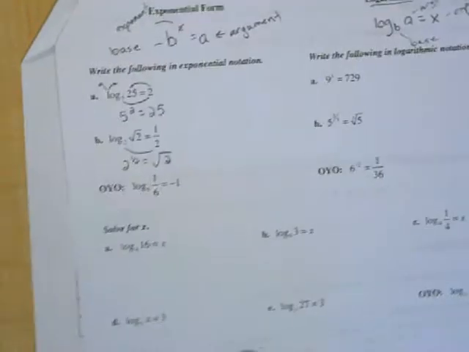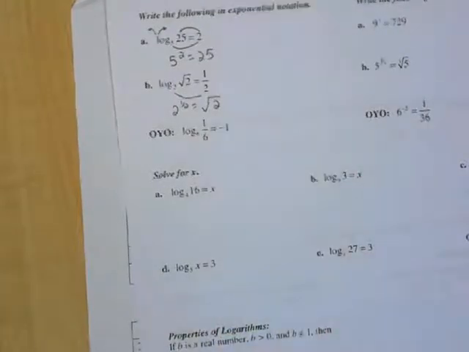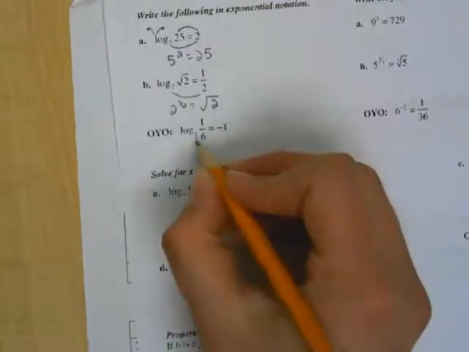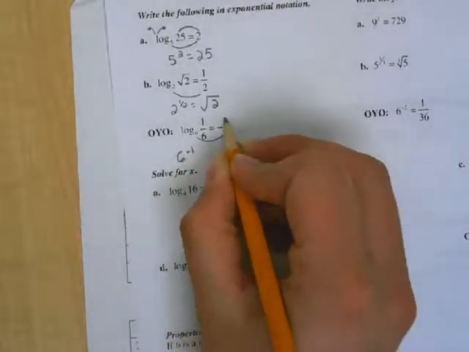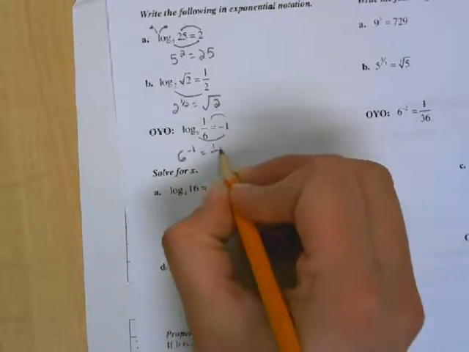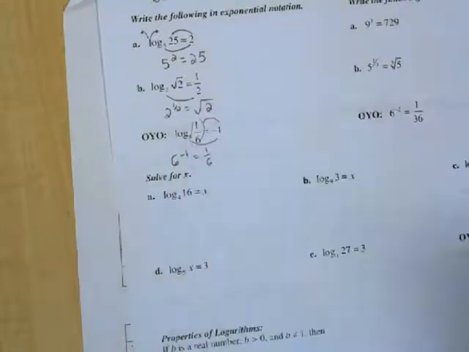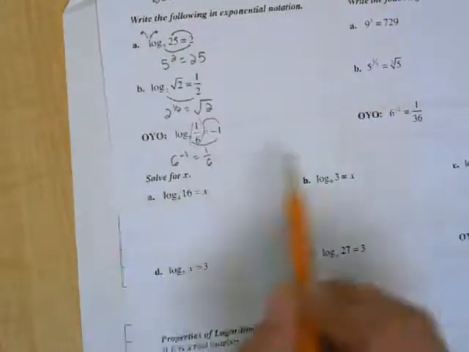So if you want to hit the pause button and see if you can do this log real quick, you might even be able to do it without hitting pause. These things are really short. Okay, I'm going to go ahead and do it. So we get 6 raised to the -1, going in that loop, is equal to 1/6. Not just the 1, but this whole thing here, that whole 1/6. So 6 to the -1 equals 1/6, which hopefully makes sense.